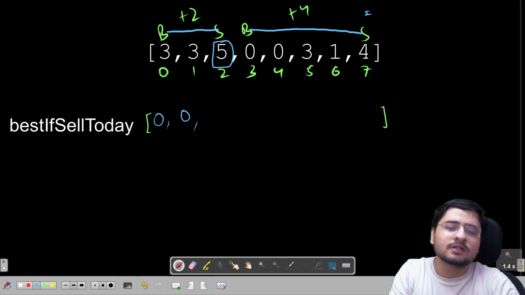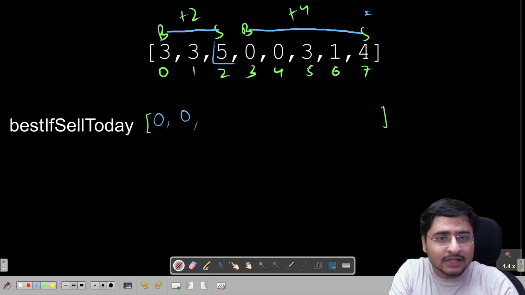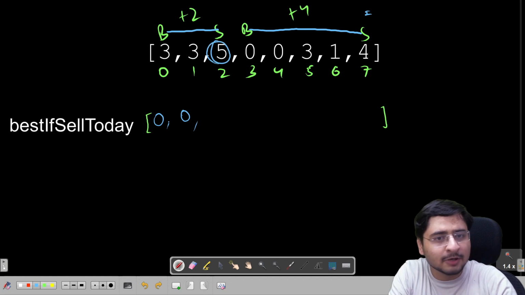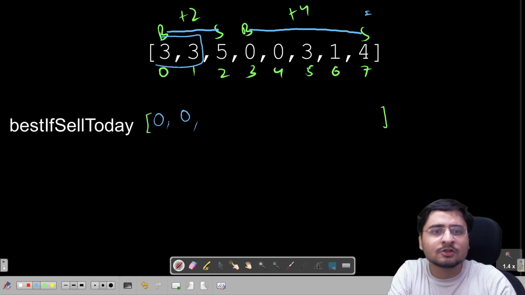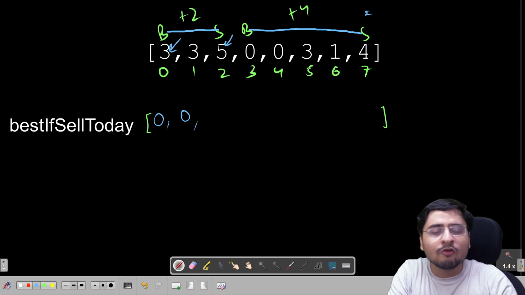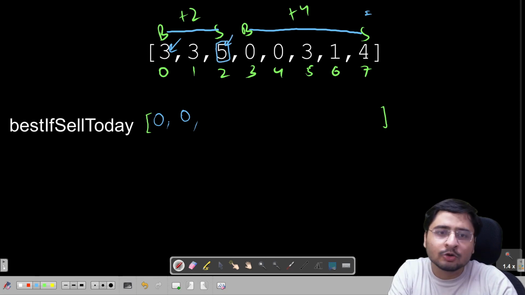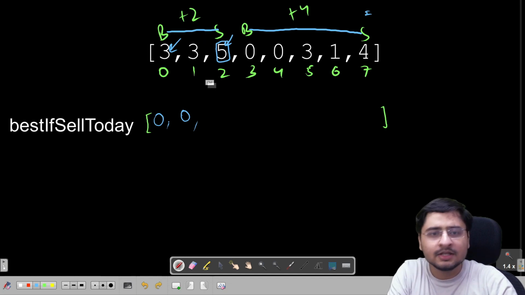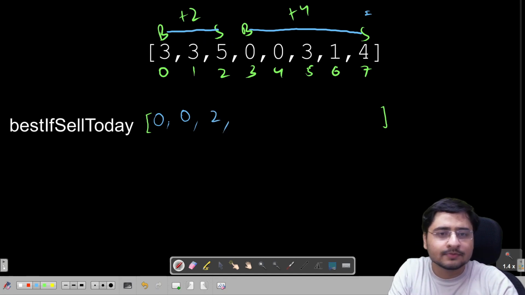So let's consider this particular test case. If I want to sell today, any of these days is good to buy, because both of them are 3, right? And before this particular day, there is no day which has a smaller price than 3. So let's say this is the price I choose, right? The buying price, this is the selling price. What is the best I'm able to make when I sell today? I choose this day as the selling day, and choose the minimum price day before this as the buying day, 3. So the best I'm able to make is 2.